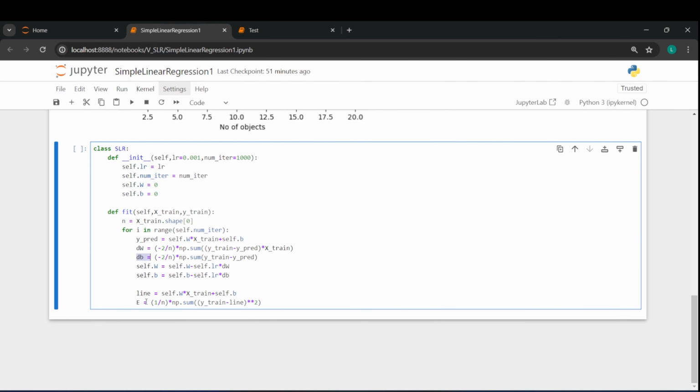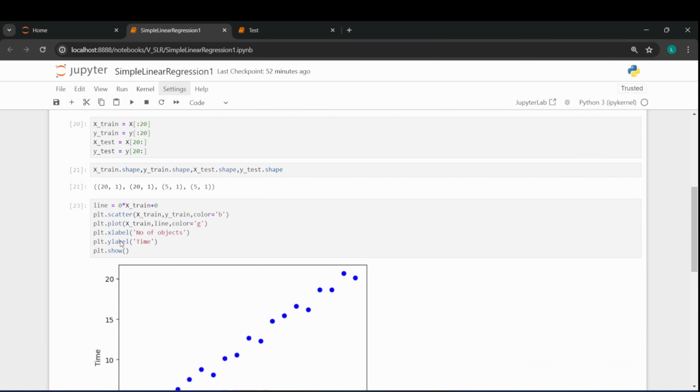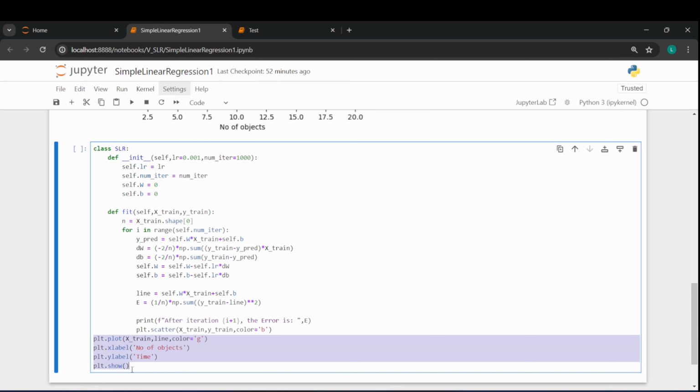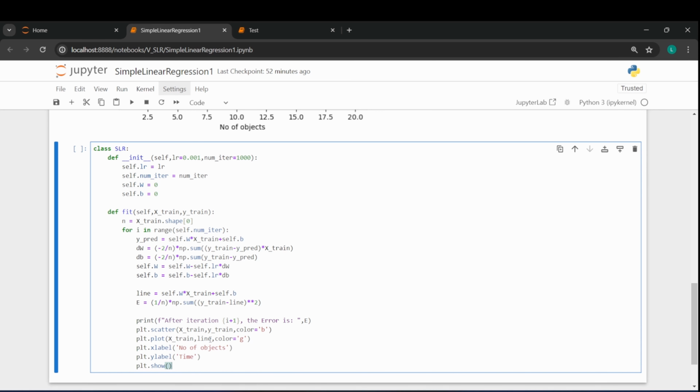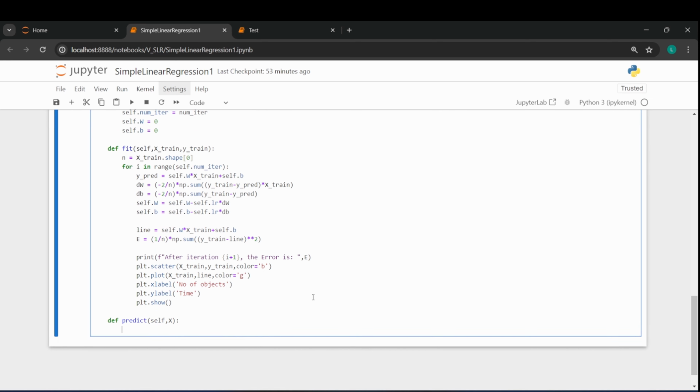So this dw, db, and e are exactly these formulas. Okay, now let's also print the error and visualize the line. So print, let's say, value of e, and then let's visualize the line. Now let's also write a function for the prediction. So def, I'm going to call it predict, and to do prediction we just need the value of x. We just need to substitute these x values in the line equation. So return self.w into x plus self.b, and I'm going to run it.